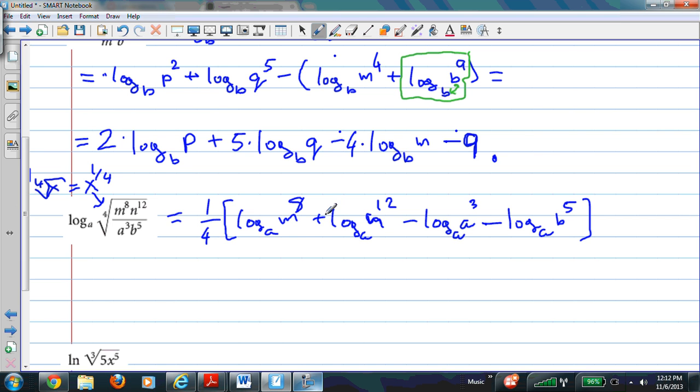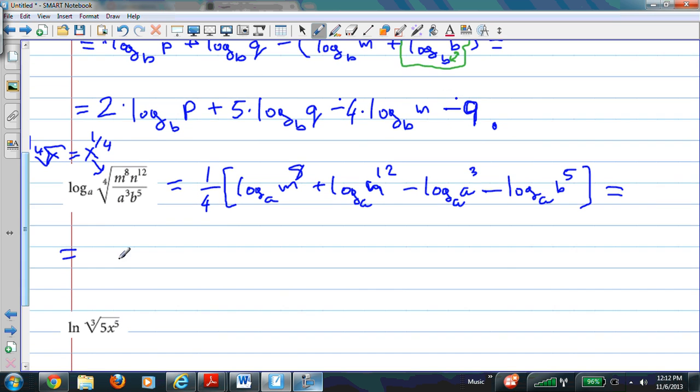Everything in the numerator remained with a plus, everything in the denominator got a minus, with the big 1/4 multiplying the entire expression, because the fourth root was applied to the entire fraction.